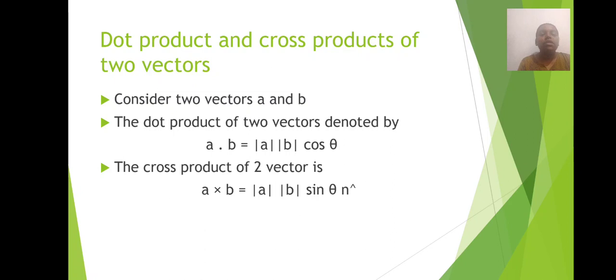Consider two vectors, a and b. The dot product of two vectors is denoted by a dot b, which is equal to magnitude of a, magnitude of b, cos theta. The cross product of two vectors is denoted as a cross b, which is equal to magnitude of a, magnitude of b, sin theta n cap.